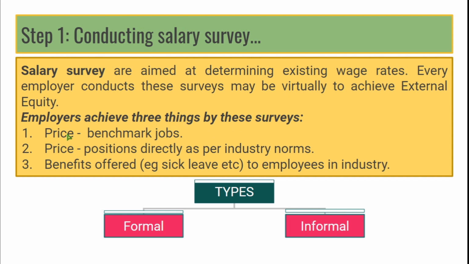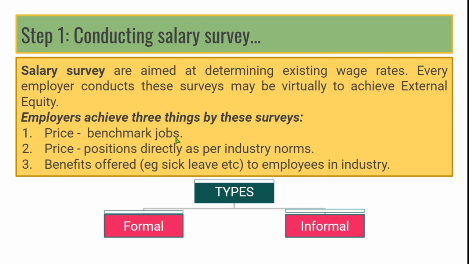The first is to price benchmark jobs. Let's understand what we mean by benchmark jobs. Benchmark jobs are jobs that are used to set a standard, and the other jobs are arranged in reference to the benchmark jobs. Let's understand this with an example. Let's say we benchmarked the manager job in the sales department and priced it at 1 lakh rupees per month. Now the employees subordinate to the manager will be given lesser pay than the manager, and the employees who are senior to the manager will have higher pay or perks than the manager.